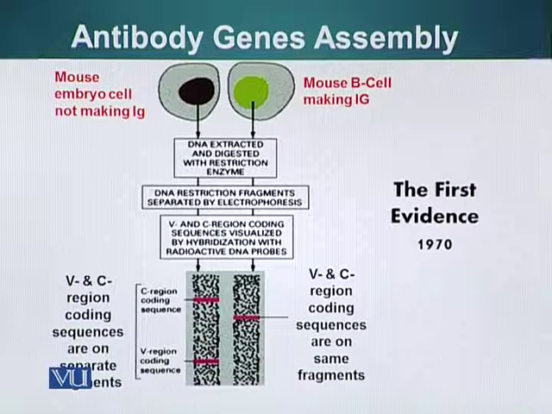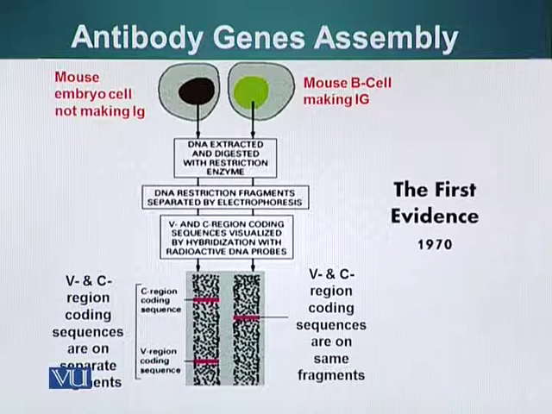The first evidence came in the 1970s. A mouse embryo cell, an immature mouse cell which was not making an Ig molecule, an immunoglobulin molecule, and a mouse B cell making an immunoglobulin molecule. DNA was extracted from both these cells and digested by restriction enzymes. I hope you remember we have talked about restriction enzymes. The DNA was run on an agarose gel by electrophoresis, transferred to a membrane, then hybridized by a DNA probe which contained both V and C regions.